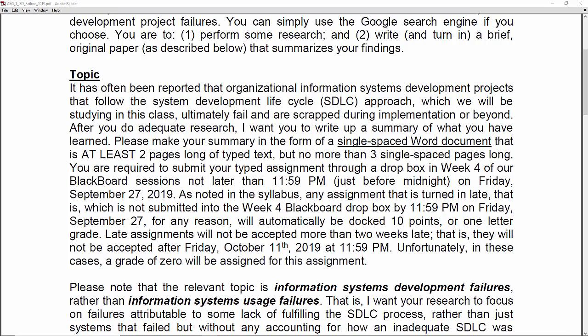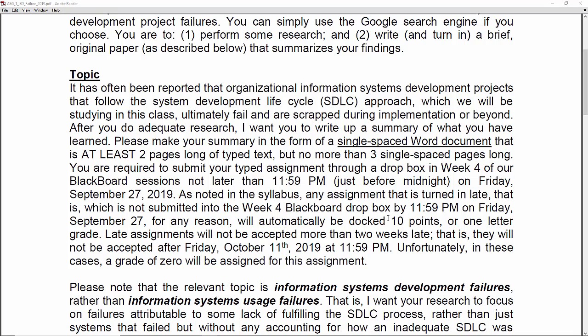Please make your summary in the form of a single-spaced Word document that is at least 2 pages long of typed text, but no more than 3 single-spaced pages long. That would be in 12-point font, 1-inch margin all around, no white spaces, don't skip a bunch of lines between paragraphs. You're required to submit your typed assignment through a Dropbox that will be in week 4 of the Blackboard session, not later than 11:59 p.m., just before midnight, on Friday, September 27th.